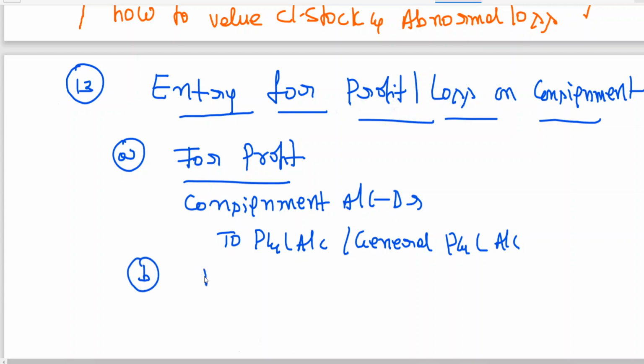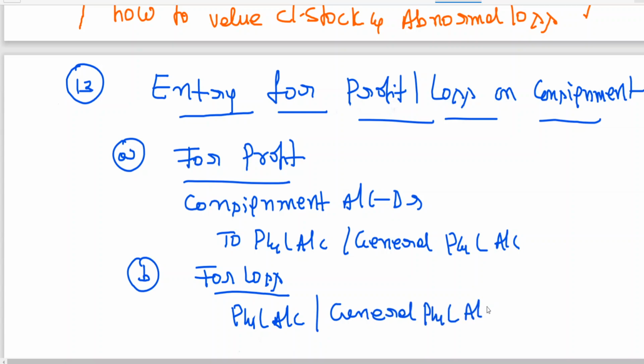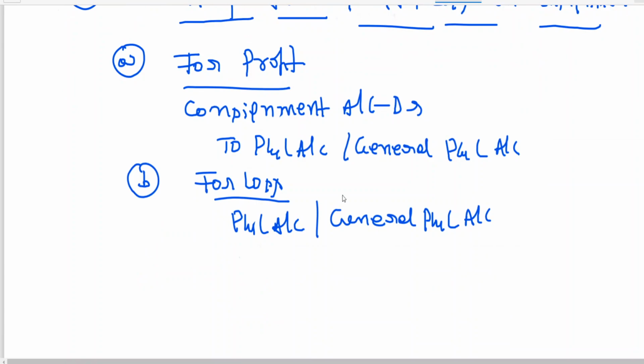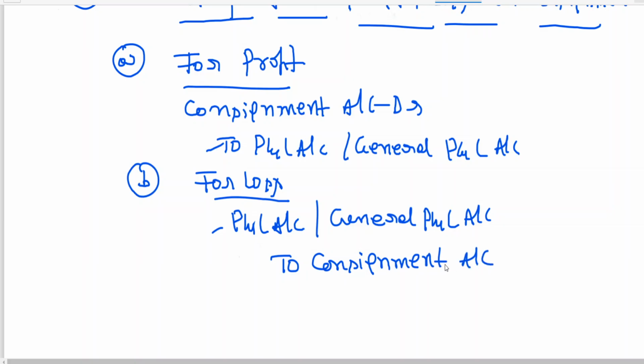For loss, you reverse it: P&L account or general P&L account debit to consignment account. General P&L account is nothing but a consolidated account. Instead of writing everything to P&L account, if you don't want to merge this with that, we can transfer to general P&L account. But generally we will be following P&L account only. Or even if you write general P&L account, there is nothing wrong in that. For profit, consignment to P&L account; for loss, the reverse. Then the 14th entry, then what happened?